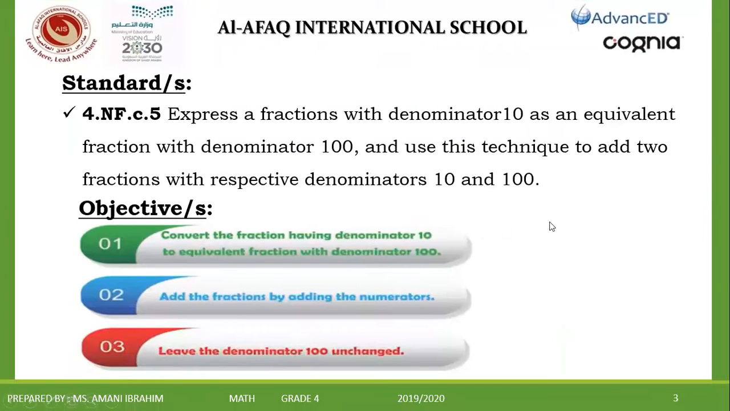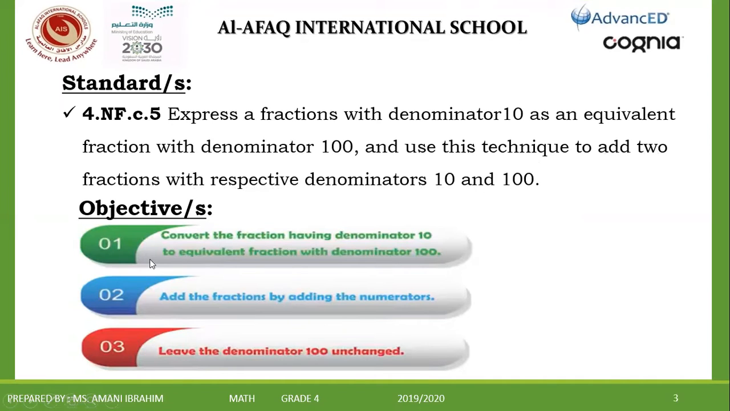The standards. Our standard for our lesson today, 4. Numbers and operations, fractions. C.5: express a fraction with denominator 10 as an equivalent fraction with denominator 100, and use this technique to add two fractions with respective denominators 10 and 100.